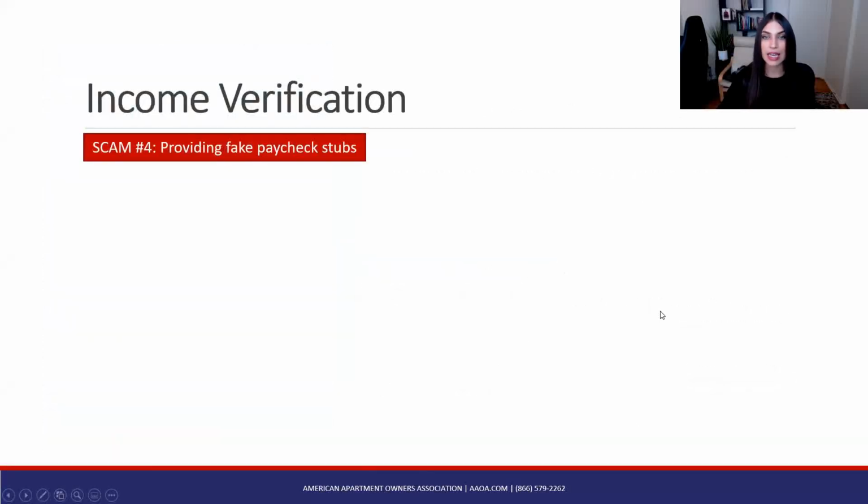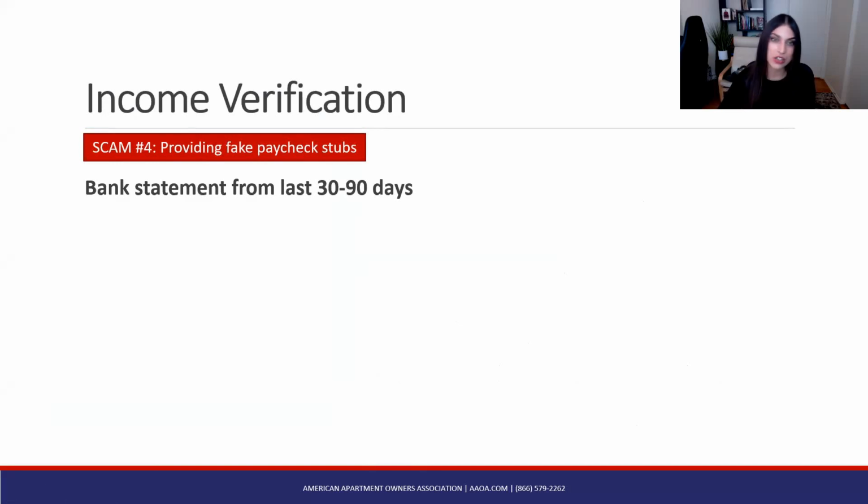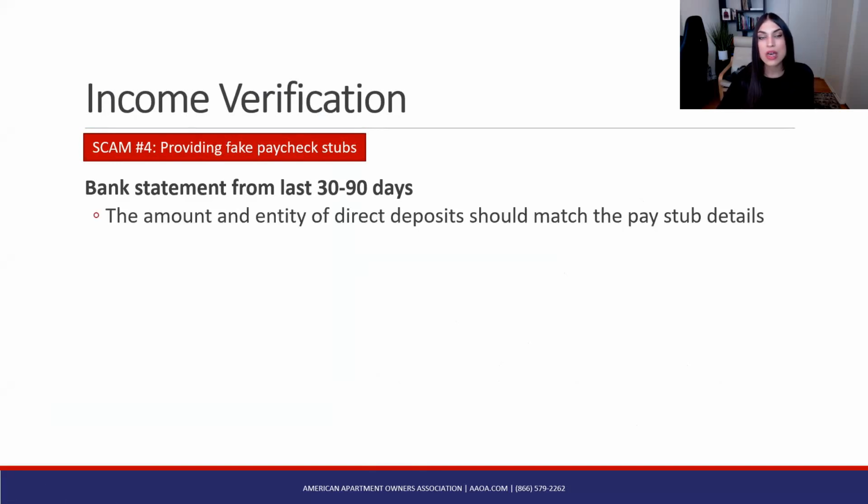And specifically, if they are employed, one of the most common scams is providing fake paycheck stubs. It is just so common that I think it's still worth asking for the paycheck, but you should ask for other things in addition to it as well. For example, a bank statement from the last 30 to 90 days is going to tell you the amount and the entity of direct deposits. That should match the pay stub details. Most people aren't getting paid in cash. So for the most part, this should cover most types of employment.